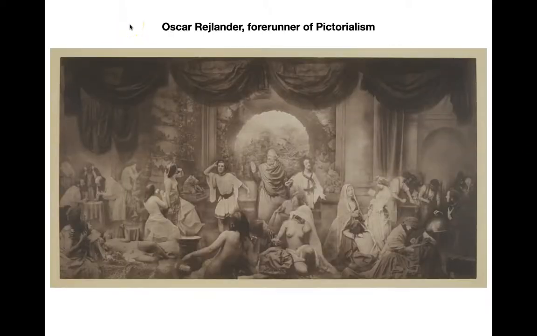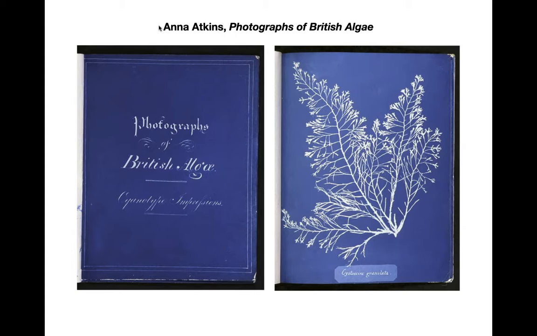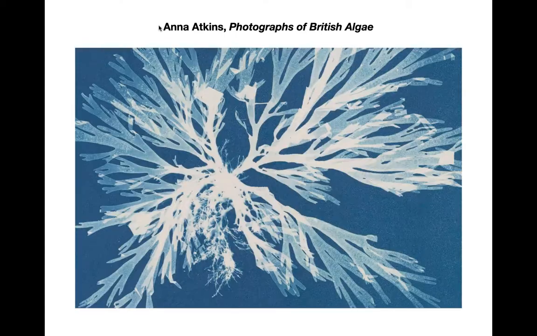Often military expeditions work together with scientists and scientific aims. If you recall from our last lecture, Oscar Rejlander, one of the forerunners of pictorialism and an early pioneer of art photography, later went on to collaborate with Charles Darwin on one of his books. The British photographer Anna Atkins used photography to record plant life. These are from her book Photographs of British Algae, which is one of the very first photo books. As you can see, she was using the cyanotype process.